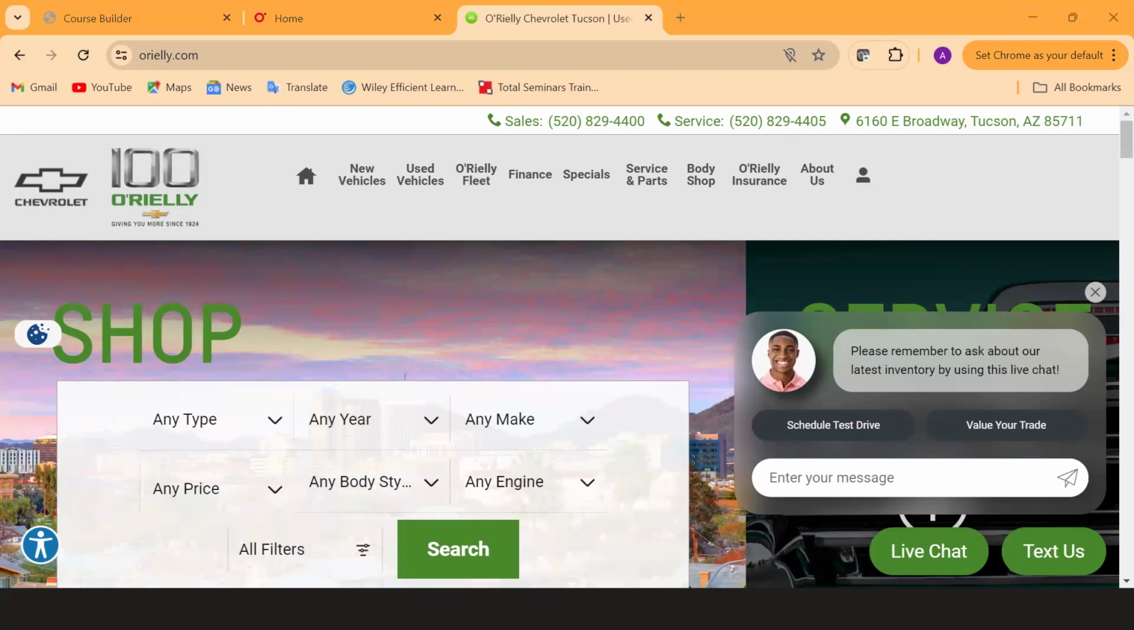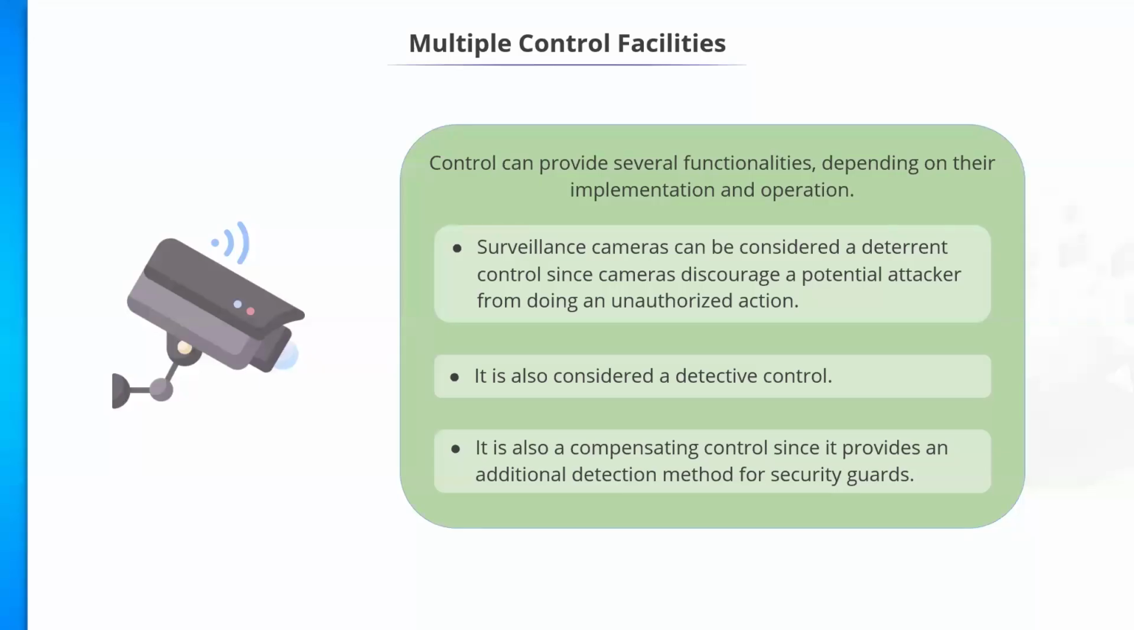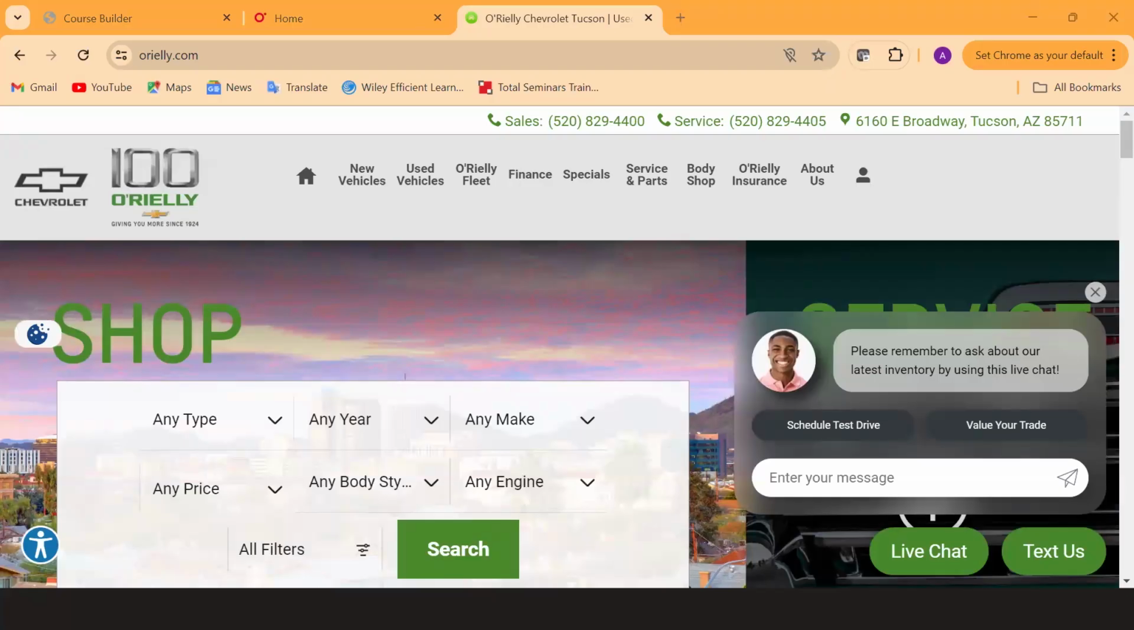This is again very important. We have seen there are three types of controls: administrative, physical, and technical. So we are about to start with administrative controls.